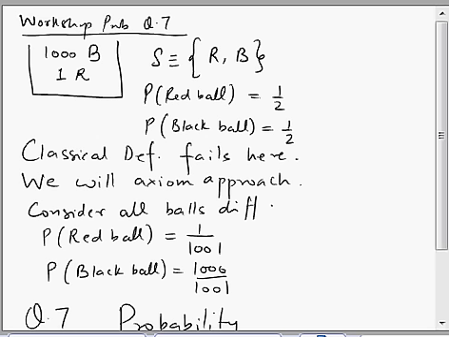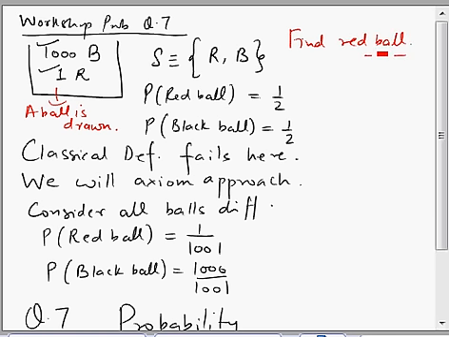Now this is a probability workshop question number 7. Before I start solving this question, I just want to take an example. Suppose there is a bag in which there are say 1000 black balls and one red ball, right? An experiment is a ball is drawn from this bag, and we have to find the probability that the ball drawn is red, probability of red ball.